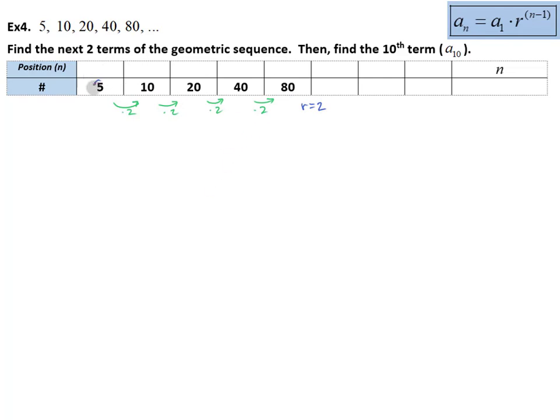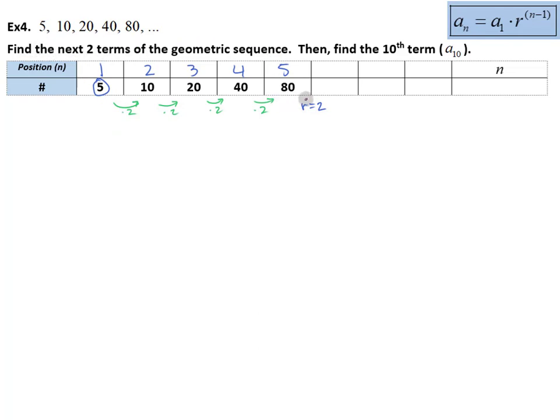I also know my first term, right? And up here we're going to write these as our position numbers. So that's the first number in my list, the second, the third, the fourth, and the fifth. They give me the first 5 numbers. It says to find the next 2 terms.